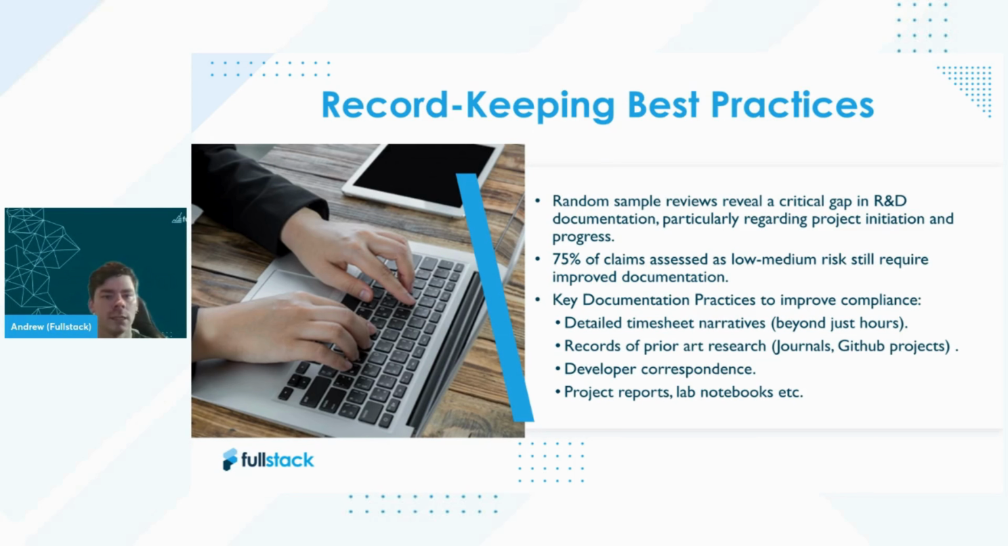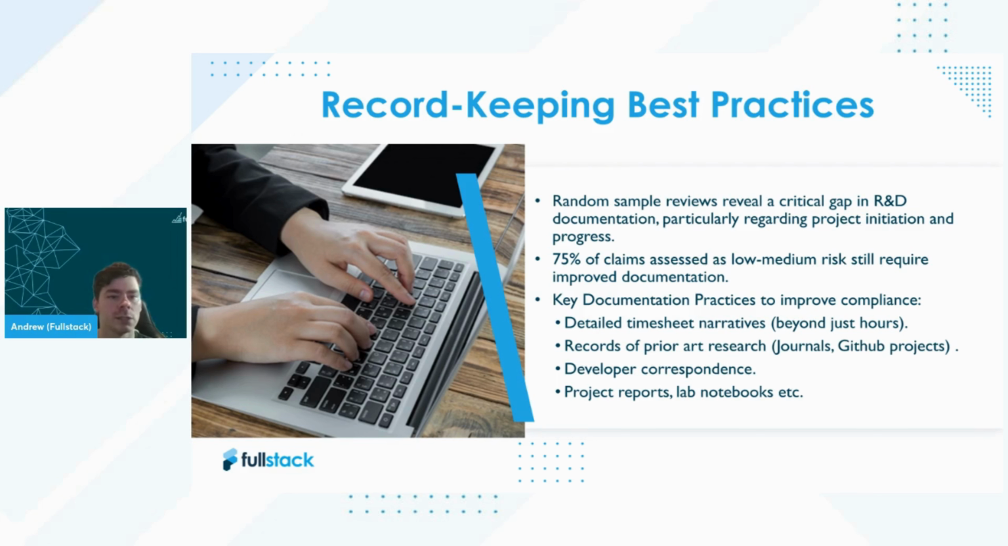So turning attention here to the record keeping requirements of the program, the random sample review was initiated last year, and that reviewed 200 random claims. There was some comment about record keeping in the program following that review. The ATO said that about 75% of claims were assessed as low or medium risk, about 25% as high risk. But across the board, they said that record keeping in the program needed to be improved.